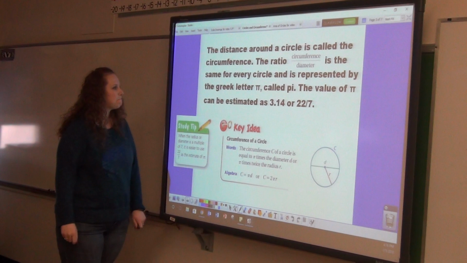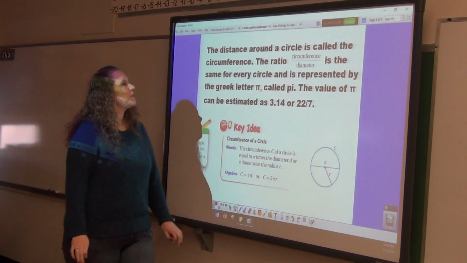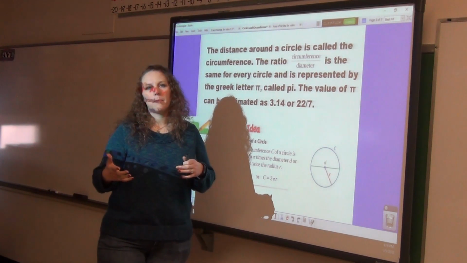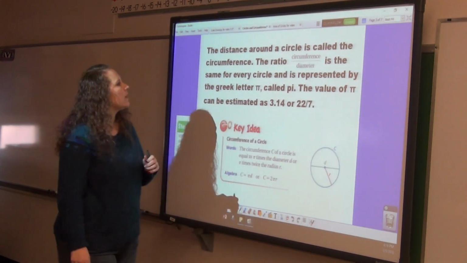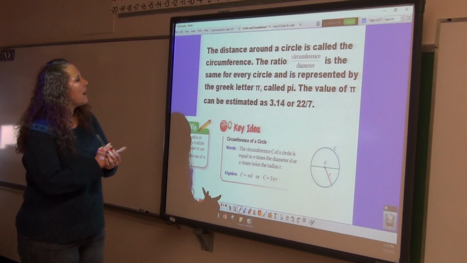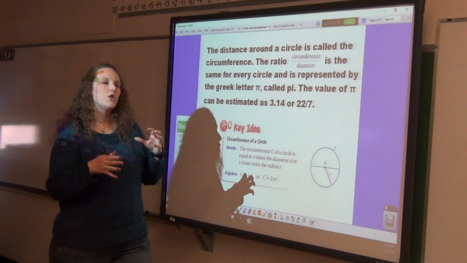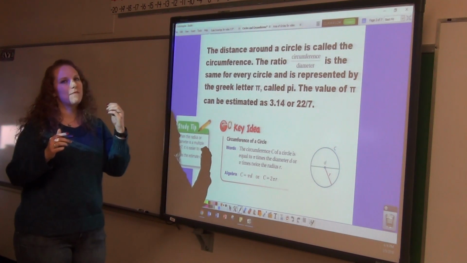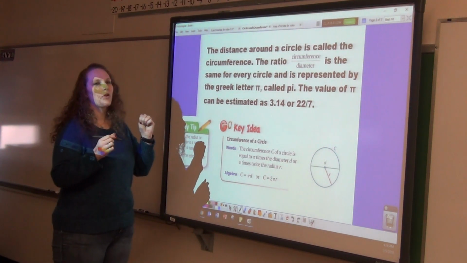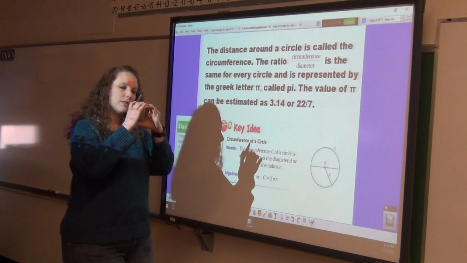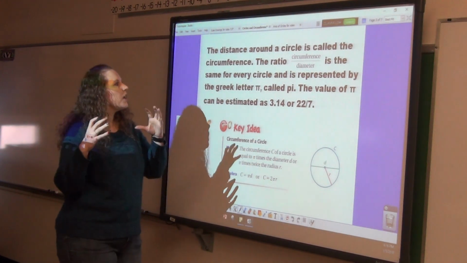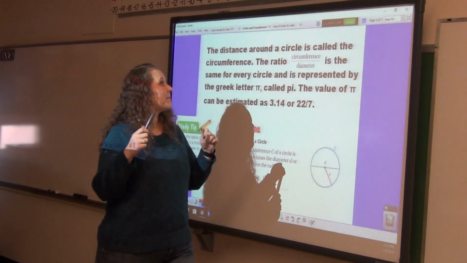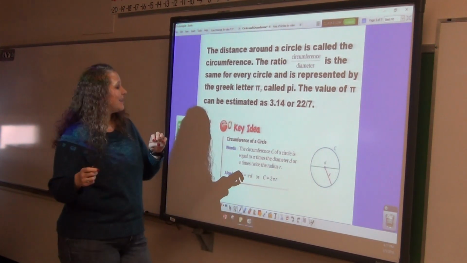Alright, the distance around the circle is called the circumference. If we had a square or a rectangle, we would be calling that perimeter. In a circle, we call it circumference. And the cool thing about it is there's a really cool ratio in circles. The circumference divided by the diameter is the same for every single circle. It doesn't matter if your circle is tiny or huge. Your circumference divided by the diameter is always going to be exactly the same.